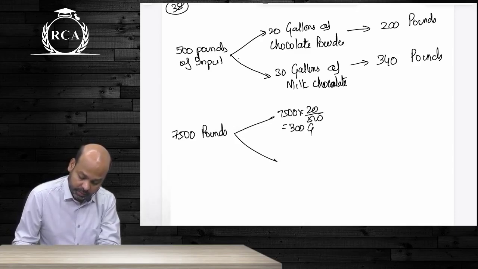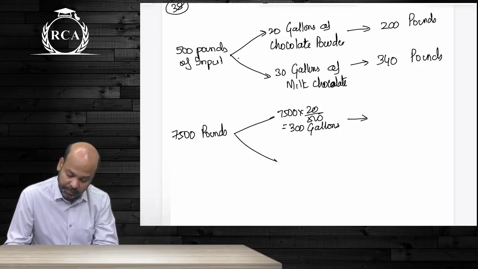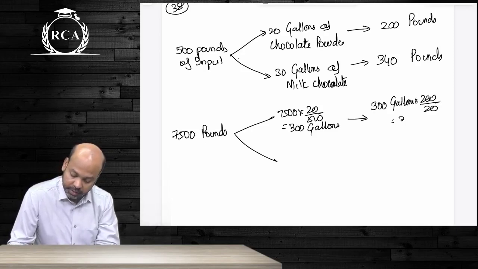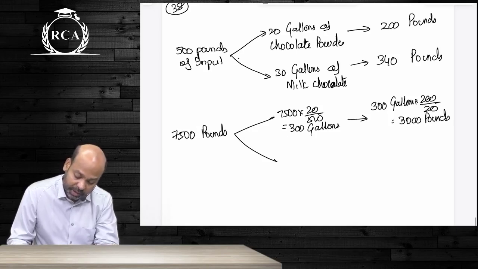300 gallons. 300 gallons should give us how many pounds? Into 200 divided by 20. 3,000 pounds. It is given in the question, that 3,000 pounds.